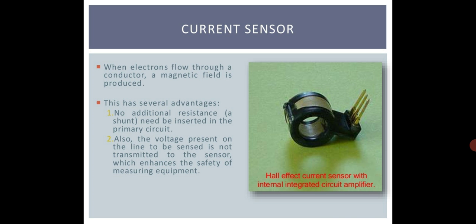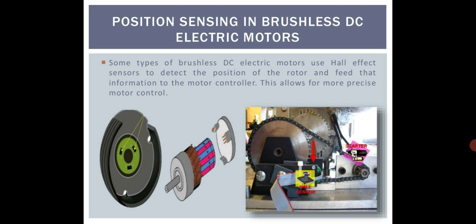Now it can also be used as a current sensor. When electrons flow through a conductor, a magnetic field is produced. According to right hand thumb rule, when current is flowing through any conductor, then the curly fingers indicate the direction of magnetic field. So this has several advantages. No additional resistance need be inserted in the primary circuit. Also the voltage present on the line to be sensed is not transmitted to the sensor, which enhances the safety of the measuring equipment.